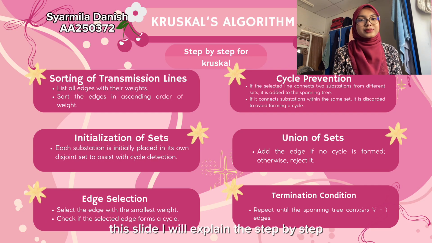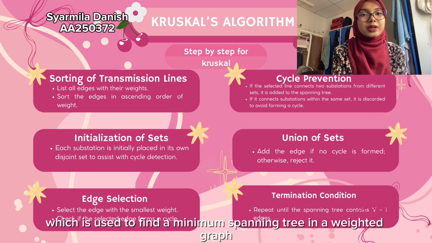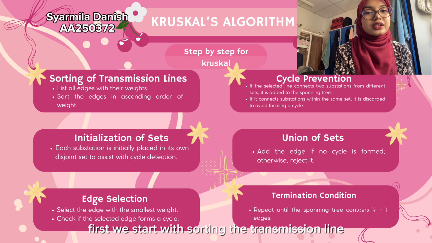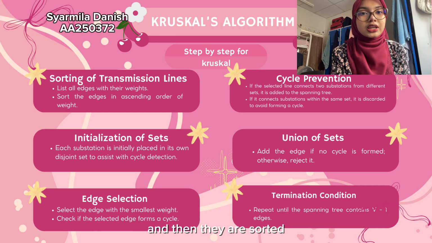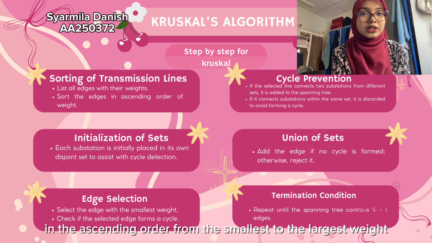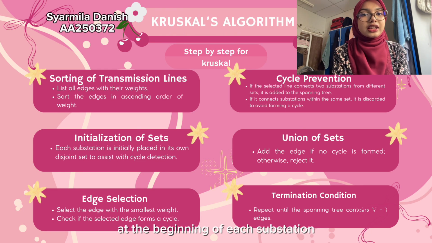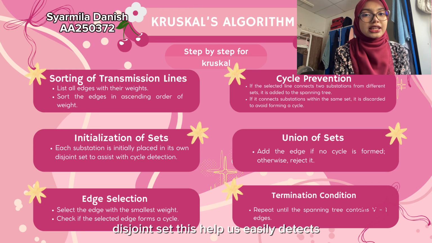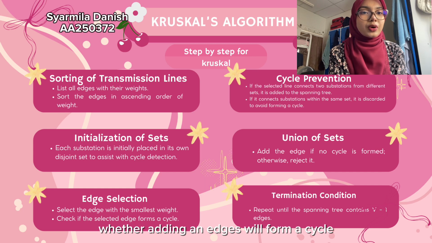In this slide, I will explain the step-by-step process of Kruskal's algorithm, which is used to find a minimum spanning tree in a weighted graph. First, we start with sorting the transmission lines. All the edges in the graph are listed together with their weights, and then they are sorted in ascending order from the smallest to the largest weight. Next is the initialization of sets. At the beginning, each substation or vertex is placed in its own disjoint set. This helps us easily detect whether adding an edge will form a cycle.